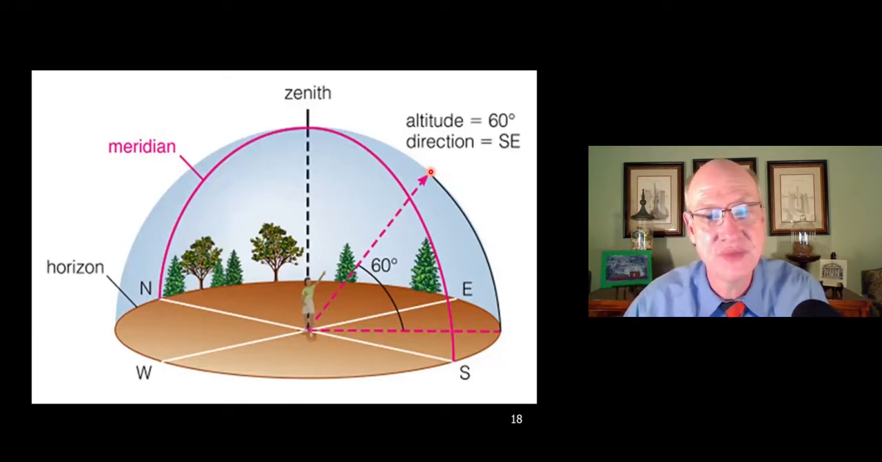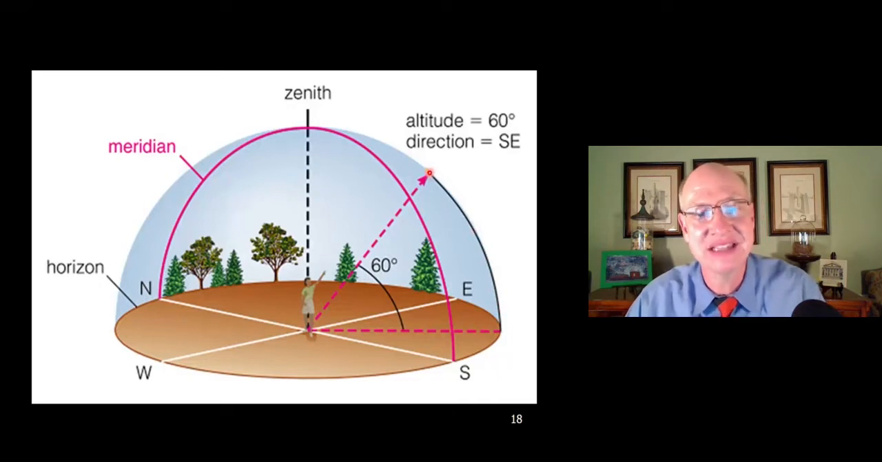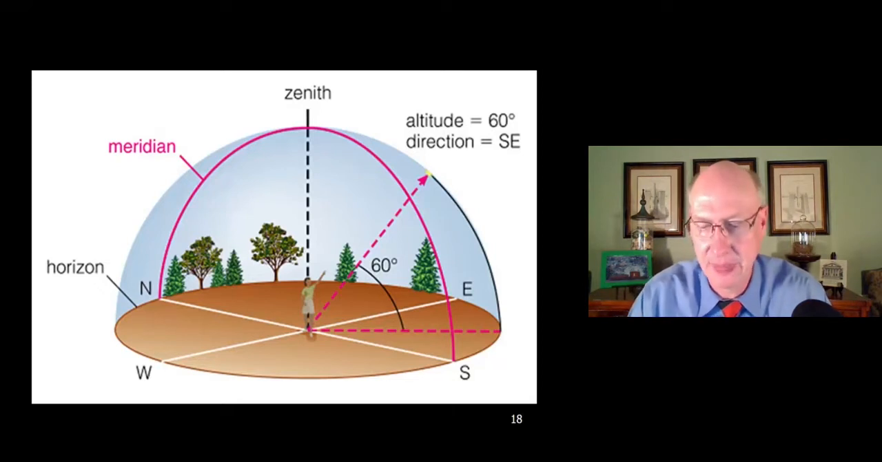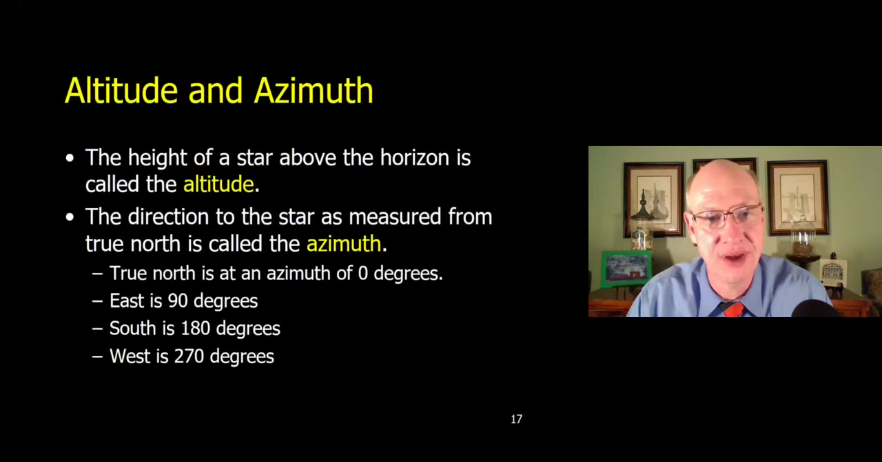Well, the altitude of the sun, in this case, we start on the horizon. We measure upwards from the horizon. We measure this angle, and we see that in this particular case, the altitude of the sun is 60 degrees. That means it is 60 degrees above the horizon. So that is the altitude of an object.